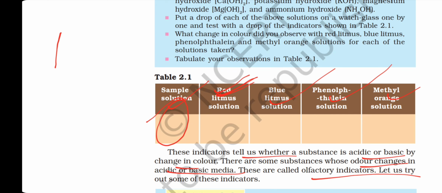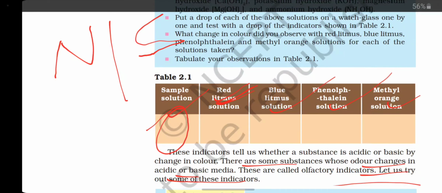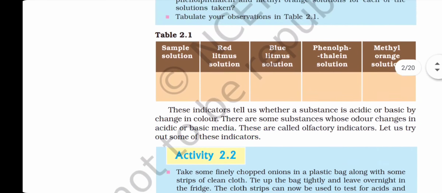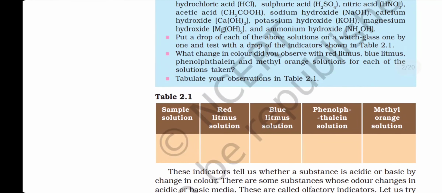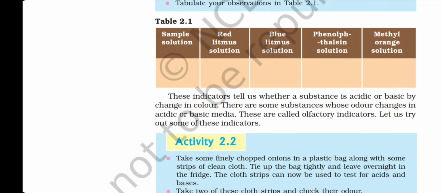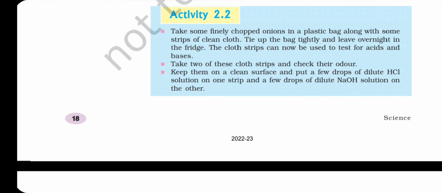We already know about natural indicators and synthetic indicators. There is another kind of indicator, that is the olfactory indicator. Olfactory indicators are those which do not show a change in color but show a change of smell or odor. Olfactory means sense of smell. Here is an example of an olfactory indicator. This indicator tells whether a substance is acidic or basic. The example is chopped onion. Chopped onion is an olfactory indicator.